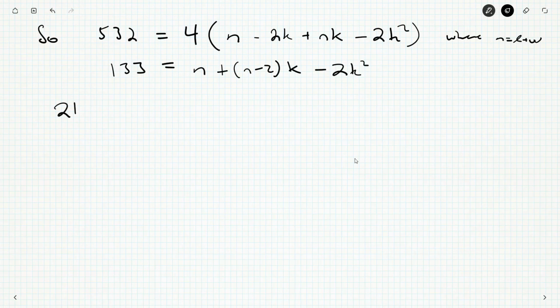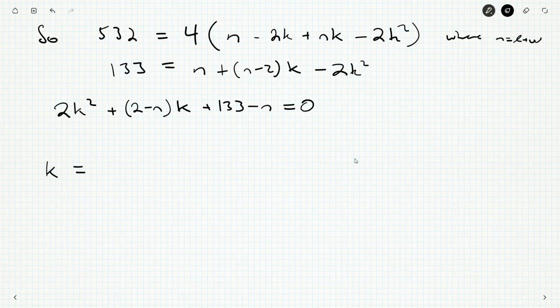Let's get that as a single quadratic, so 2k squared, we'll bring it all over, plus 2 minus nk plus 133 minus n has got to be equal to 0. This is true for any of the frames that satisfy 532 is the surface area. Okay. I suppose quadratic formula is in order.